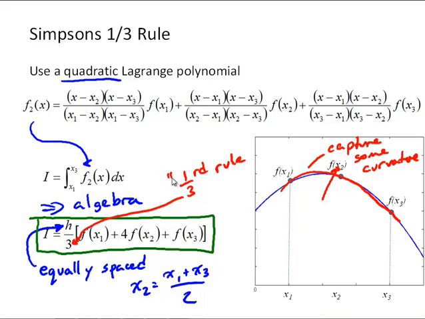So we have h over 3 times 1 function evaluation at x1 plus 4 function evaluations at x2 plus 1 function evaluation at x3. So that 4, that's what shows up as a result of integrating that second order Lagrange interpolating polynomial.